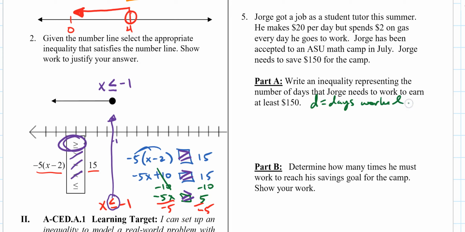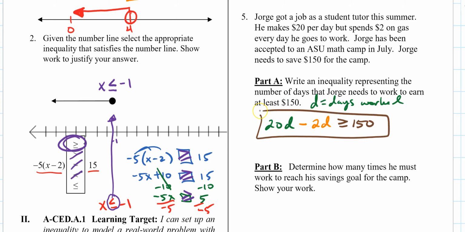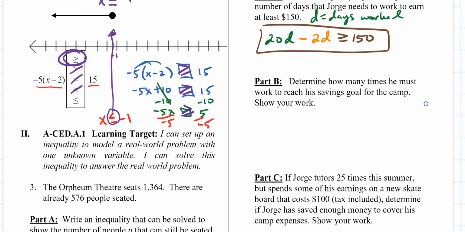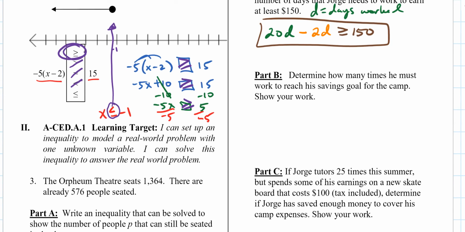worked, so 20D is how much he makes in all those days. So if he works 10 days, he makes $200. 20 times 10 would be 200. But then he uses $2 per day in gas. So he's going to do minus 2D. If he works, again, 10 days, he's going to use $20 in gas. So 2 times 10. And all together, he needs to save at least $150. So that needs to be greater than or equal to $150. There's my inequality.